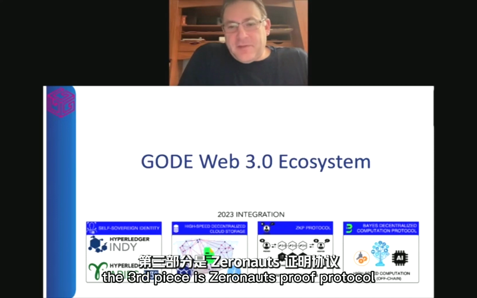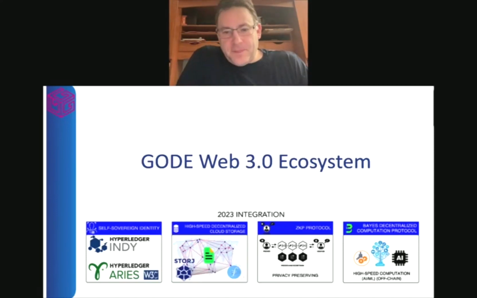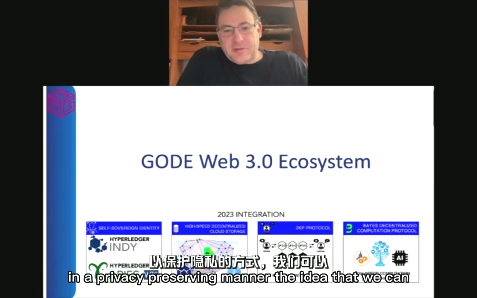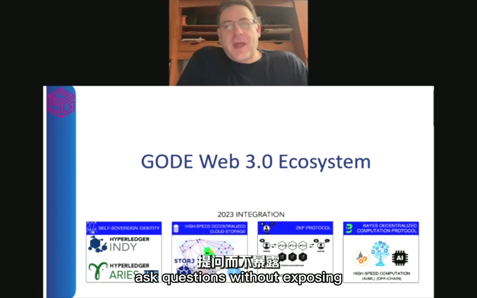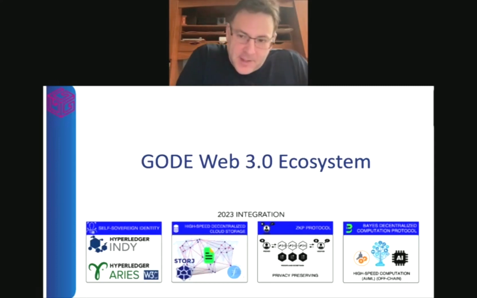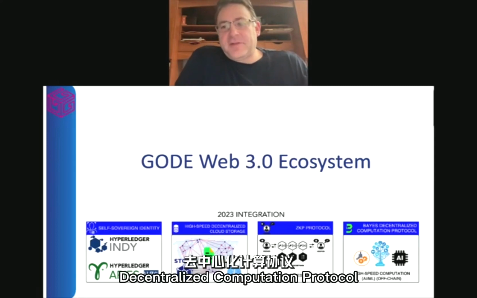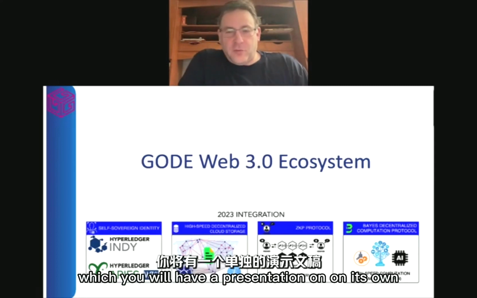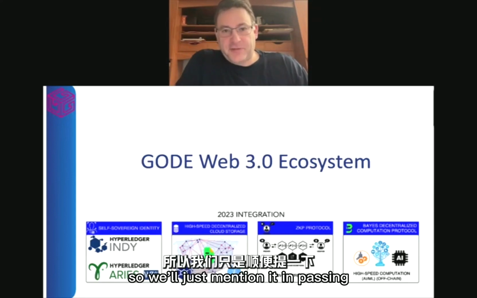The third piece is zero-knowledge proof protocol in a privacy-preserving manner, the idea that we can ask questions without exposing personally identifiable information. And the fourth part is the base decentralized computation protocol, which you will have a presentation on its own, so we'll just mention it in passing.